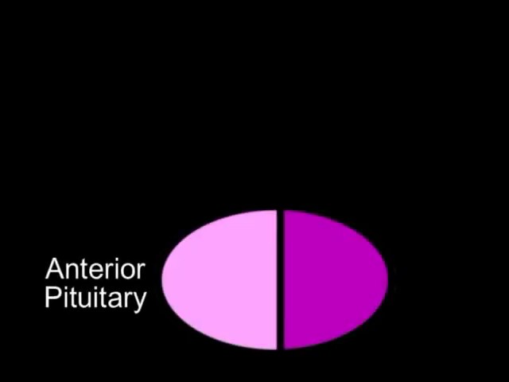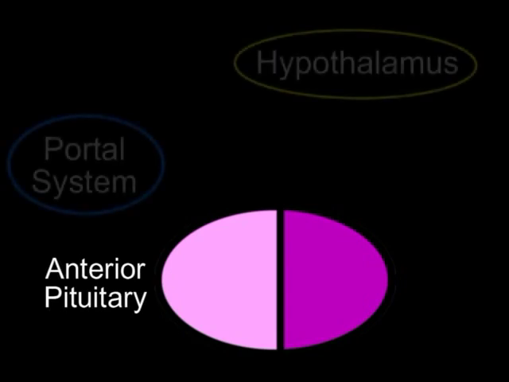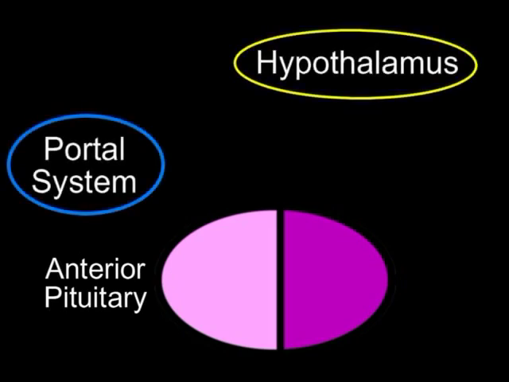The anterior pituitary gland originates from the roof of the embryo's mouth. Then it attaches itself to the posterior pituitary gland. The anterior pituitary gland is indirectly connected to the hypothalamus by means of a venous portal system.